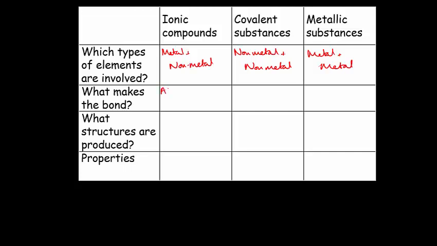What makes the bond in ionic compounds? Well, it's the attraction between a positive ion and a negative ion. And the ions are created by the transfer of electrons from the metal to the non-metal. For covalent substance, the bond is formed by the sharing of a pair of electrons, what we call valence electrons. And for a metallic substance, the bond is caused by the attraction between those positive ions and the sea of delocalized electrons around them.